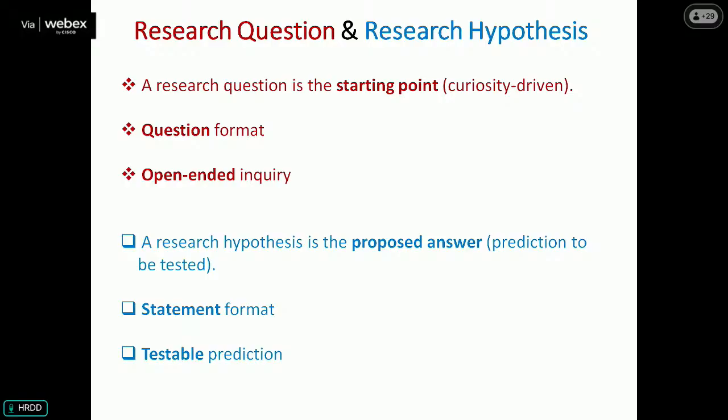Research question is open-ended, while research hypothesis is testable. So that is why research hypothesis is required for a research, because it is the hypothesis on which you will work on. So we understood what is hypothesis. We will understand more in this class, because in research design, research hypothesis is also included. So we will understand one by one.